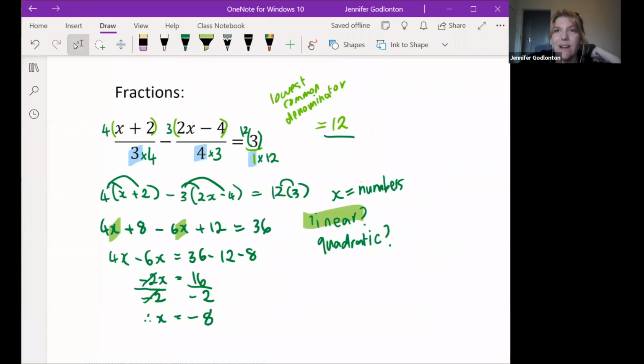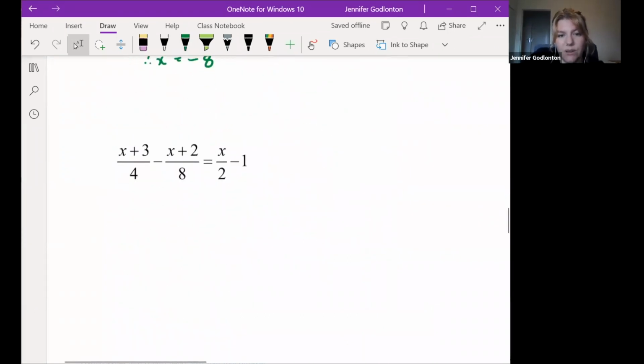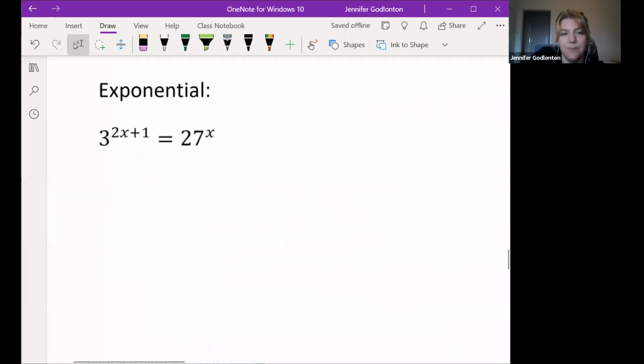I do have another fraction question, but I just took a look at the time and I would like us to try and get through some of the other things. So I think I'm going to zoom past the next fraction question and go into an exponential equation just so we can get some practice on that as well. Okay. So we're going to jump down to this one over here.